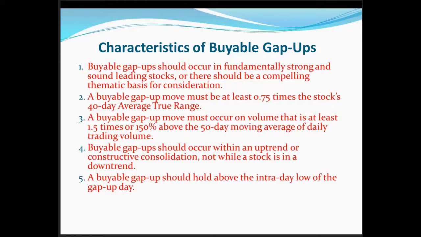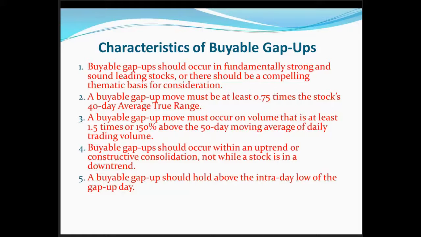Now, for those of you who are quants and you need a precise definition of what range of a gap up you must have for a buyable gap up, then what we look at statistically is that it should be at least 0.7 times, or 3/4, the stock's 40-day average true range. And you can find 40-day average true range on a number of charting systems as well as quote systems. I know eSignal has it, and I'm sure there are several others.